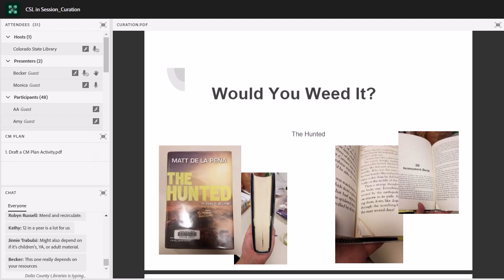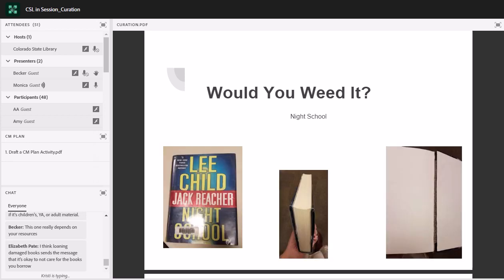This one is a young adult book. So I have one more book for us to look at, Night School by Lee Child, one of the Jack Reacher books. So this one you can see has a pretty nice looking book block, but also a broken spine.